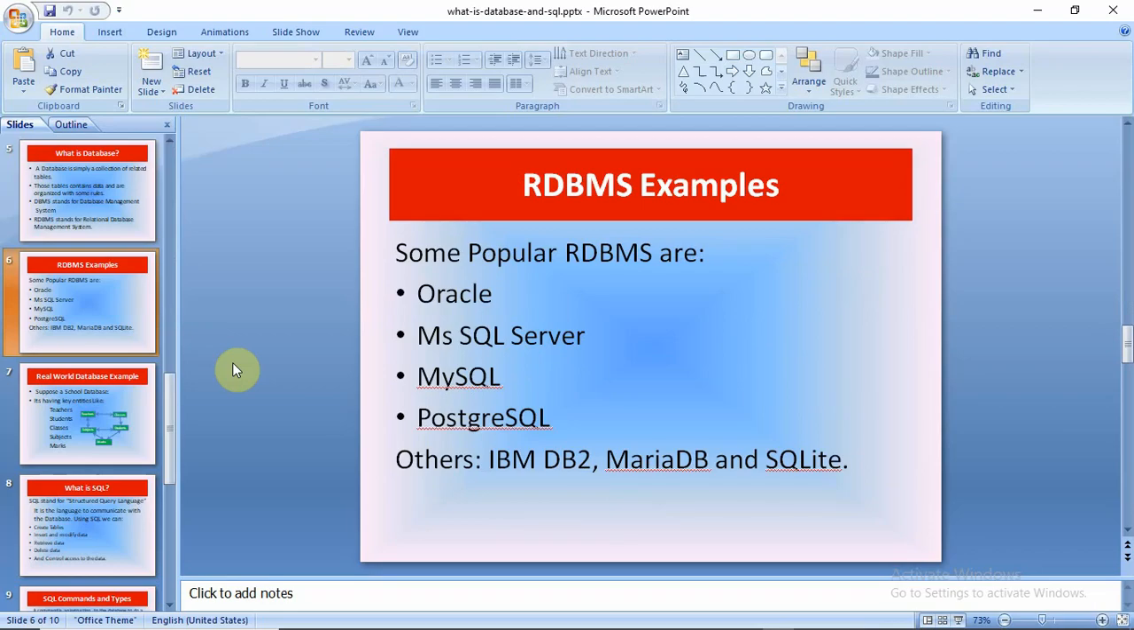Now some popular RDBMS examples are Oracle, then MS SQL Server, then MySQL, then PostgreSQL, and some others. Other RDBMS examples are IBM DB2, MariaDB, and SQLite.